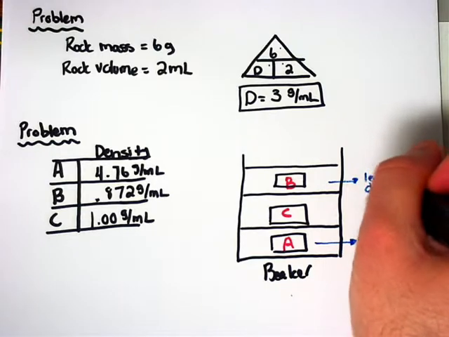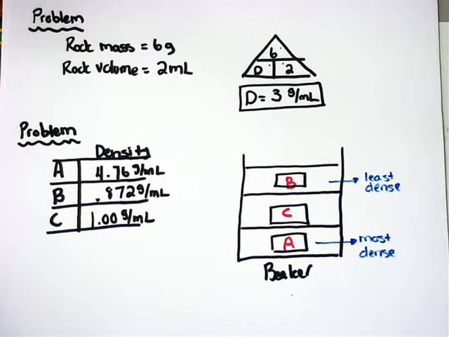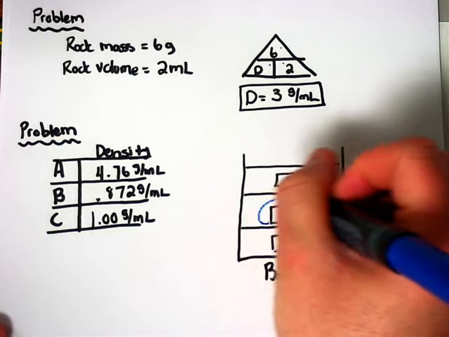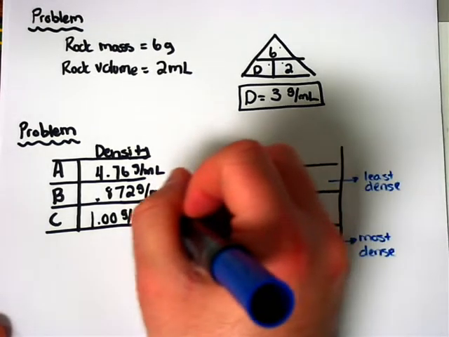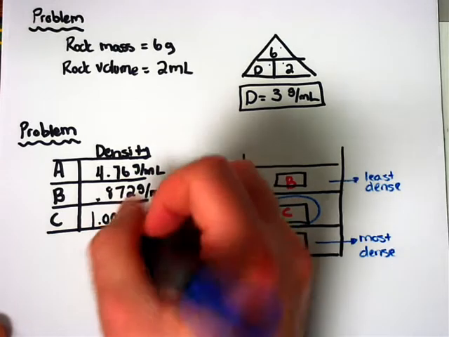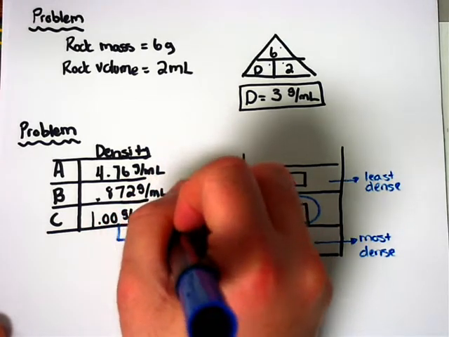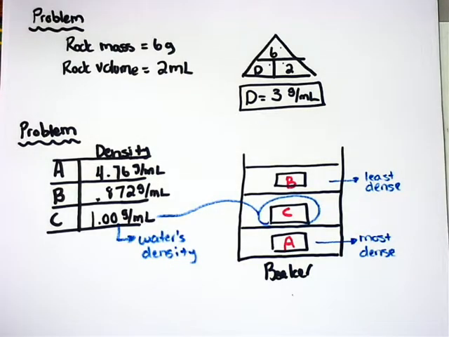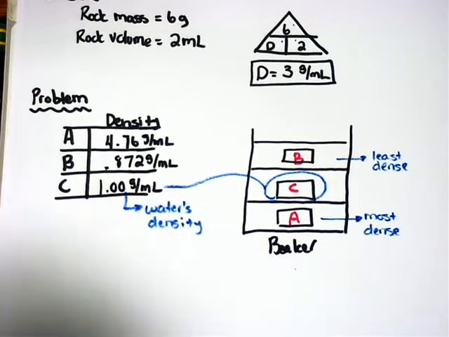If one of these substances was to be water, which one would be water, B, C, or A? Actually, C would. That's because water has a density of 1 gram per milliliter. Did y'all know that? That's the density of water. Cool. You might want to definitely jot that down real quick.